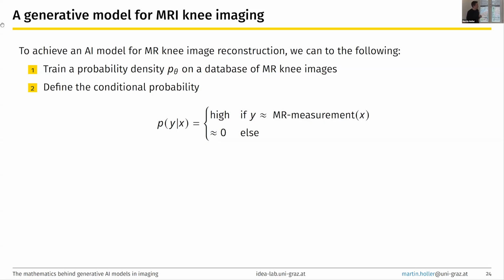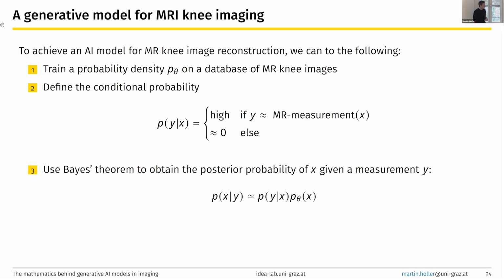How can we use this for MR imaging? As I just said, knowing how an MR machine works, we can define this conditional probability in the reverse order, right? We can define the probability of the measurement given the image, where we're interested exactly in the other way around. And then again, we use Bayes' theorem.